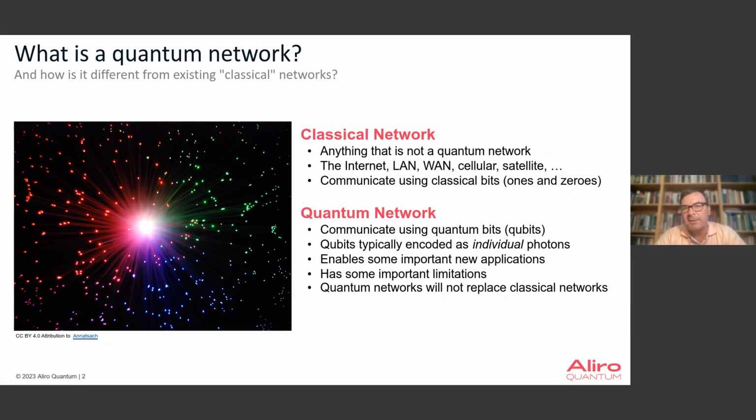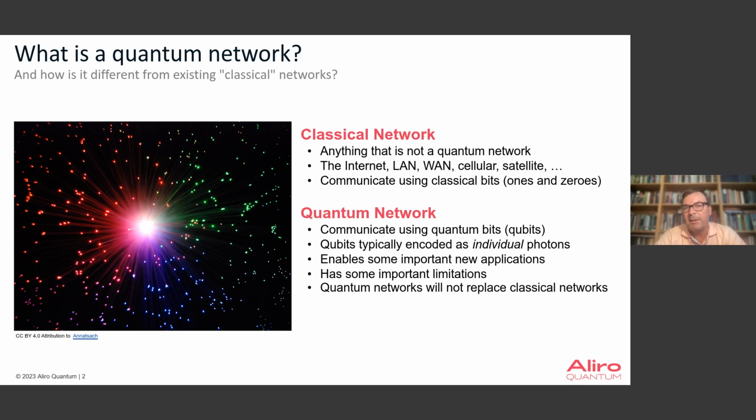So let's begin by discussing what a quantum network is and how it differs from a classical network. We in the quantum networking community use the term classical network for every type of network that's not a quantum network. Pretty much every network that you've ever worked with, including the internet or the Wi-Fi network in your home, is an example of such a classical network. Classical networks send classical bits, which are just ones and zeros, and they're typically encoded as light pulses in optical fibers or as radio pulses sent through the air.